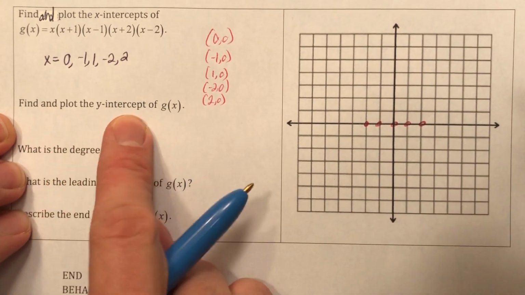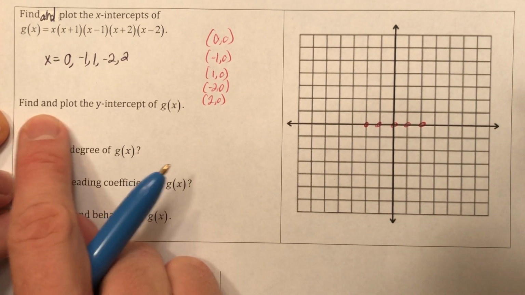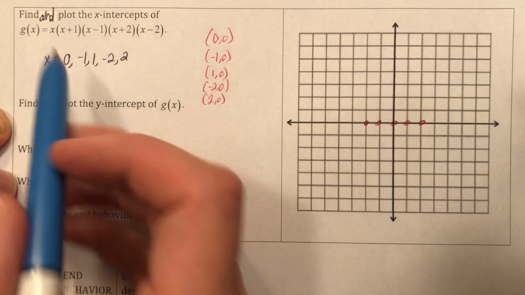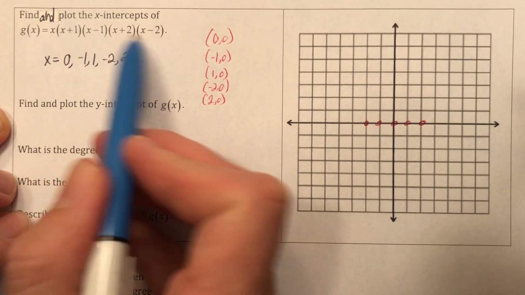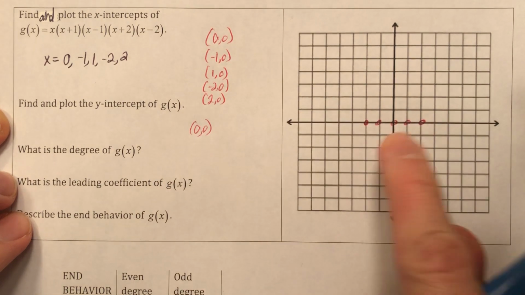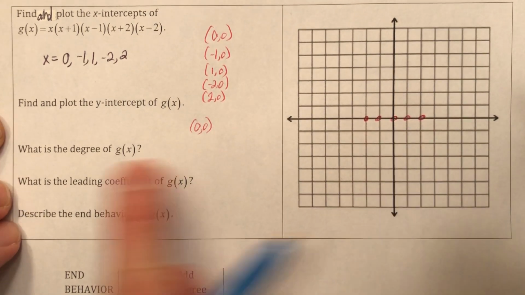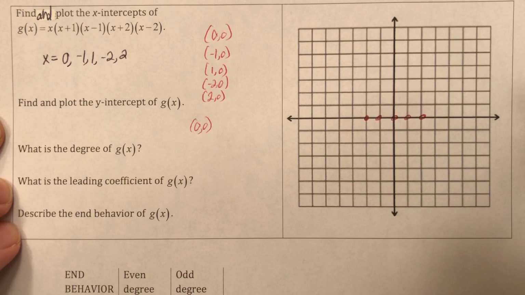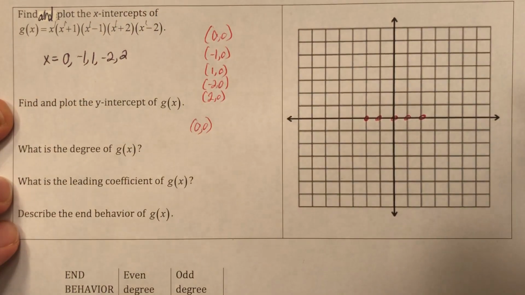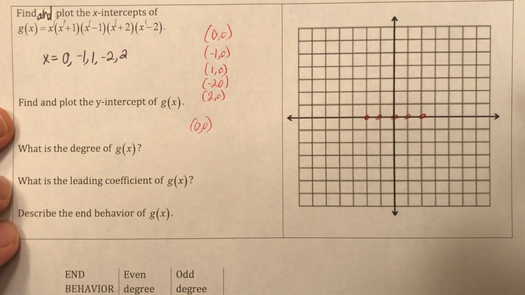Find and plot the y-intercept. No typo in this one. Find and plot the y-intercept. Well, I'm not, and here's why I'm not. If I plugged in 0 here, here, here, here, and here, I have 0 times all this stuff. So it's just going to give me (0, 0). I've already plotted it, right? What is the degree? It is 1 plus 1 plus 1 plus 1 plus 1. So it is 5.